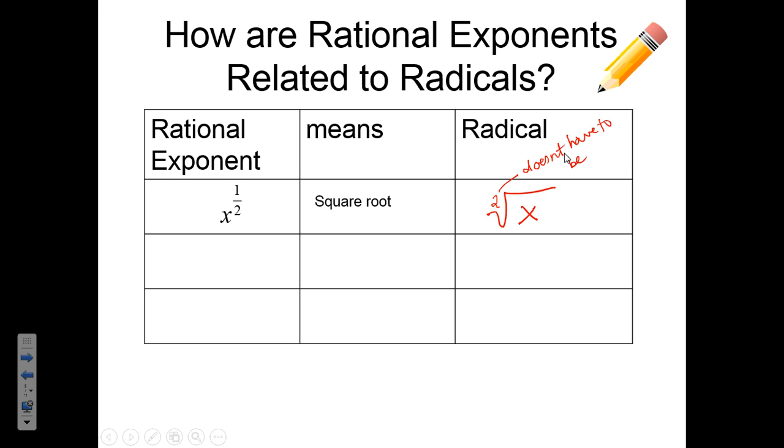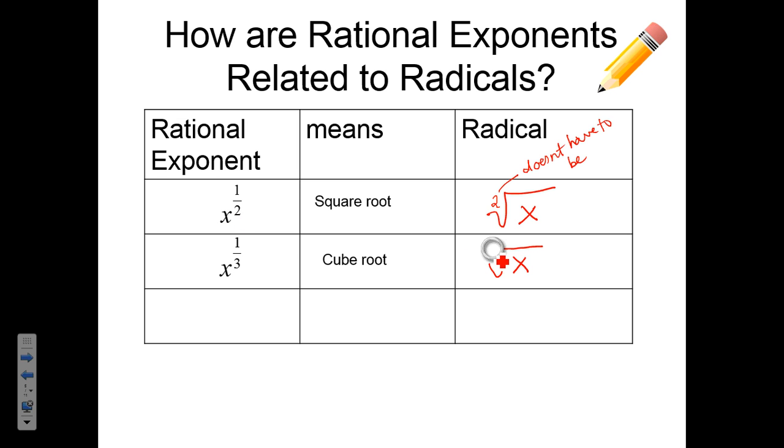But if you want to, you can. Just know that if there isn't a 2 there, we are talking about a square root. X to the 1/3 power is called a cube root. And when I write the cube root, I would write the radical. My x is my radicand, or my base, okay?